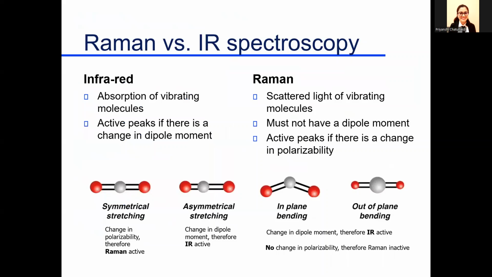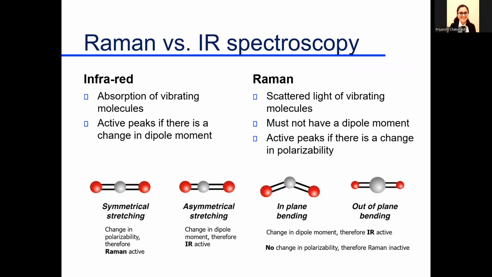Raman versus infrared. So infrared is the absorption of vibrating molecules. Active peaks if there is a change in the dipole moment. Okay, so that's about the electron cloud. And are you shifting the polarity of that cloud? Then it should be IR active. So in this case, if you've got these two molecules and they're in line and they're doing this, they're not really changing the dipole of that. They may be stretching it, but there's no change. So if there's no change in the dipole moment, then it will be Raman active.